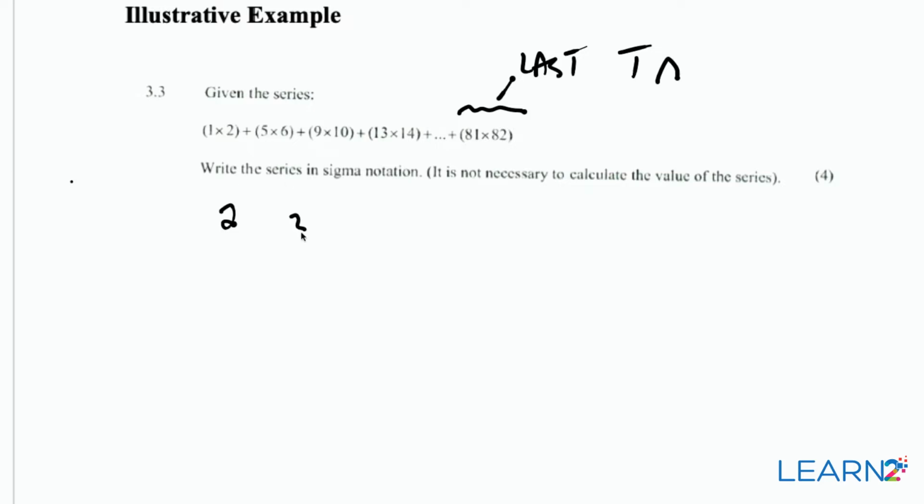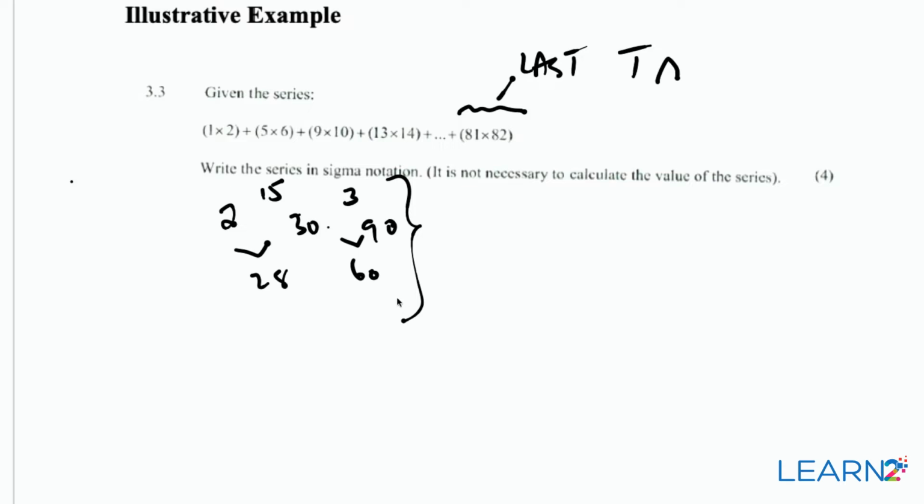5 times 6 is 30. 9 times 10 is 90. Now, when you look at this, you see that the difference is 28, and here the difference is 60. That's not working out. If you try it as a geometric sequence, 30 divided by 2 is 15, and 90 divided by 30 is 3. So nothing is working out.